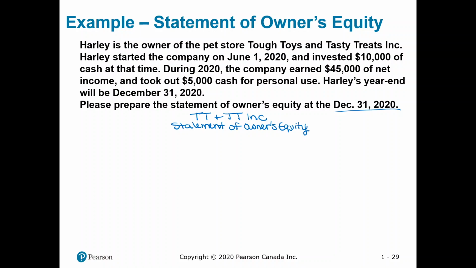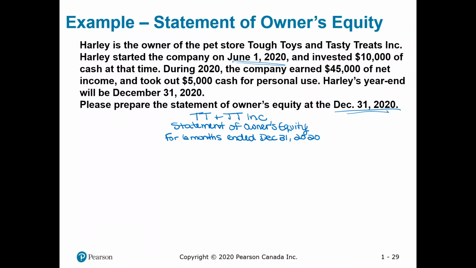And now we have to figure out what period of time we are doing this for. Her year end is December 31st, but she didn't start the company until June 1st. So this is actually just for 6 months, ended December 31st, 2020. Next year, when she has a full year, we'll likely create this for the year ended December 31st. So that will be from January to December.